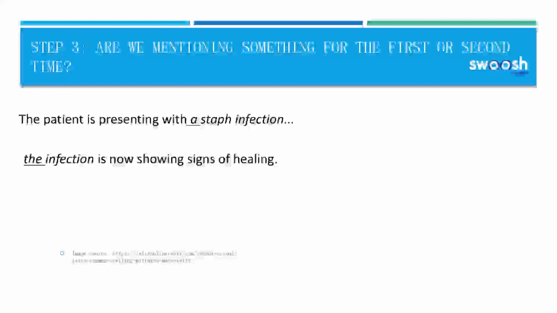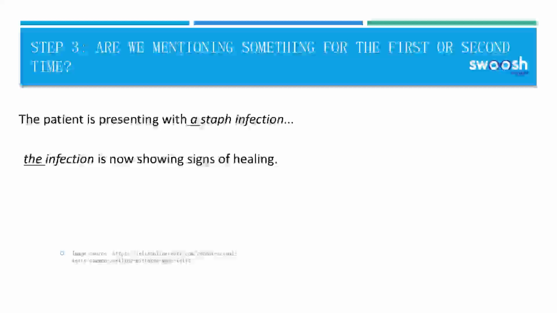This is another important question, because if we're mentioning something for the first time, we're unlikely to use the. For example, with the noun phrase staph infection, which you can see on the screen at the moment, it says the patient is presenting with a staph infection. A is used because it's the first time the infection has been mentioned, and it's singular and it's countable.